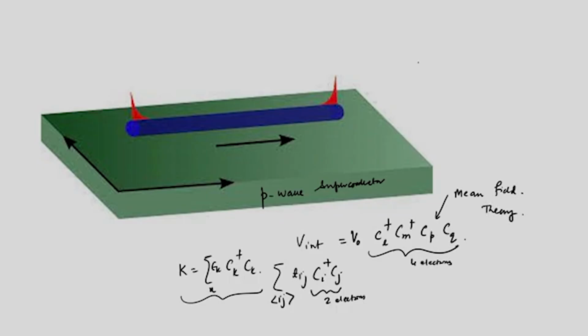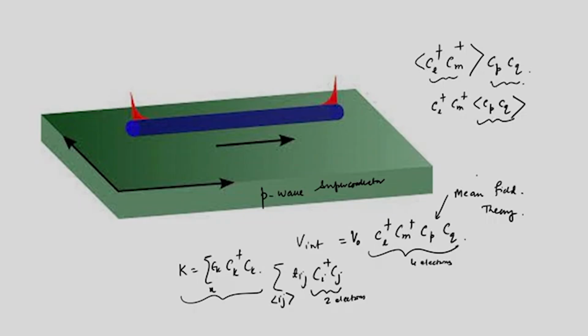In the mean field theory, what we do is we calculate the expectation of these CL dagger, CM dagger and leave the others as operators. Now when you take the expectation, it becomes a number. Or you do a CL dagger, CM dagger and a CP CQ. So you take the average values or expectation values of these things, taken with respect to the ground state of the Hamiltonian.